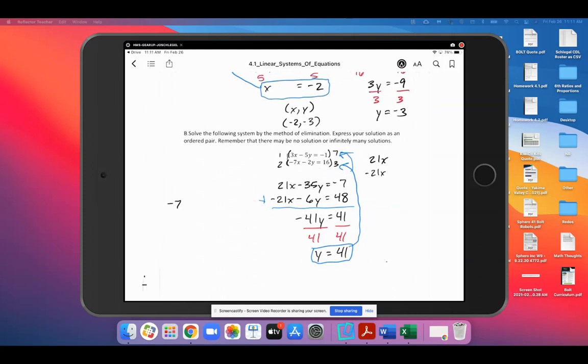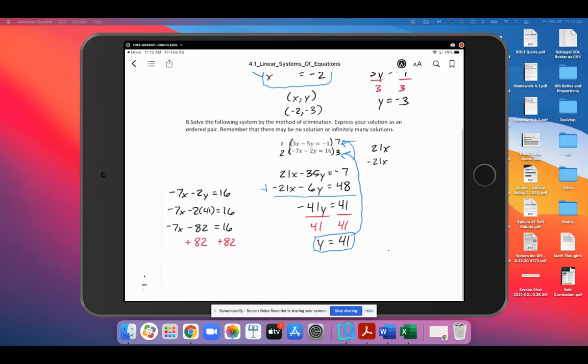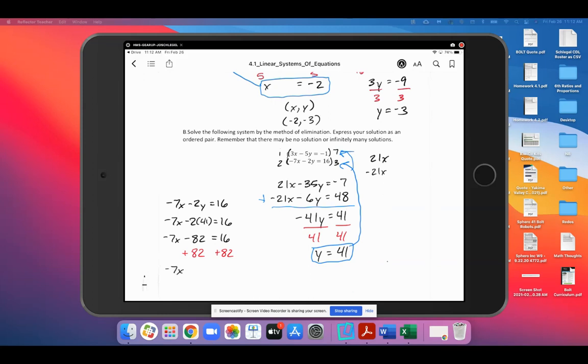So I will have negative 7x minus 2y equals 16. Again, my y value is 1, so negative 7x minus 2 times 1 equals 16. Simplifying my left side, I get negative 7x minus 2 equals 16. I will add 2 to both sides. And I get negative 7x equals 18.